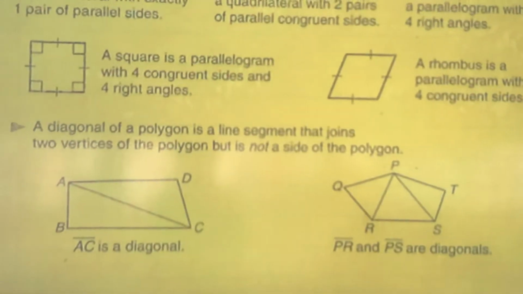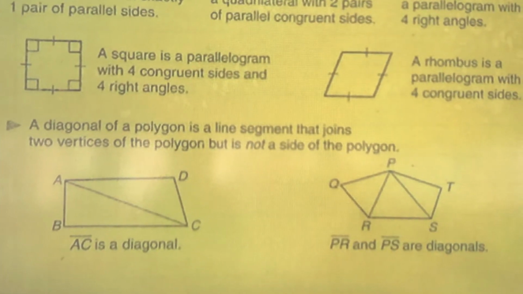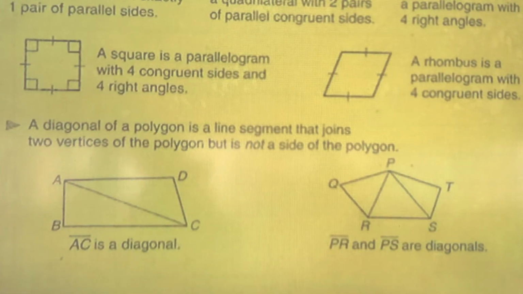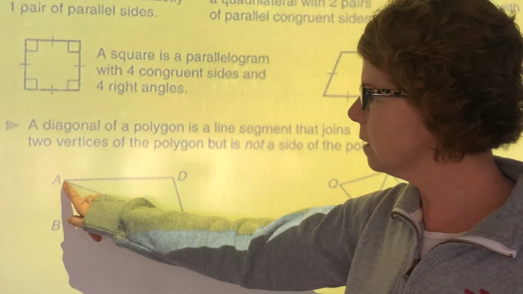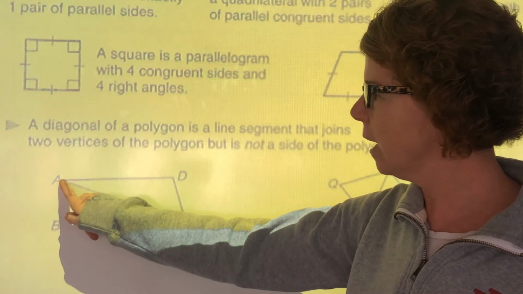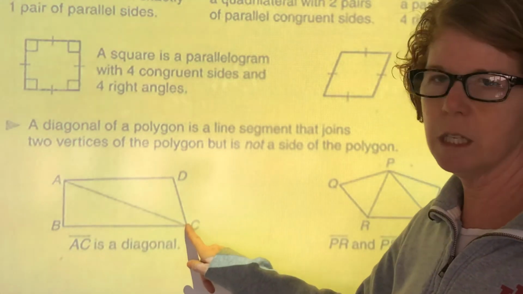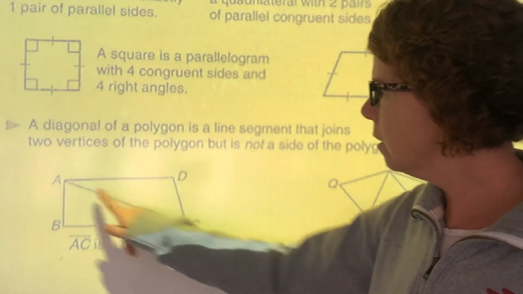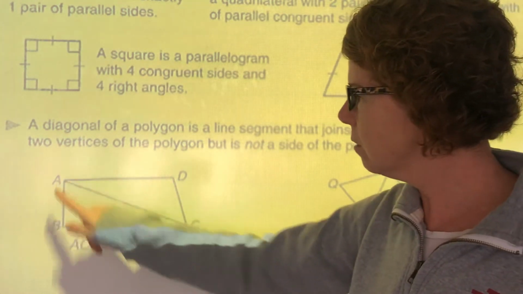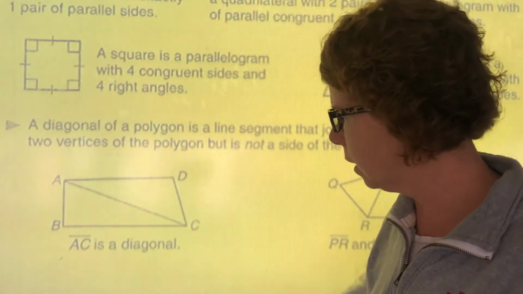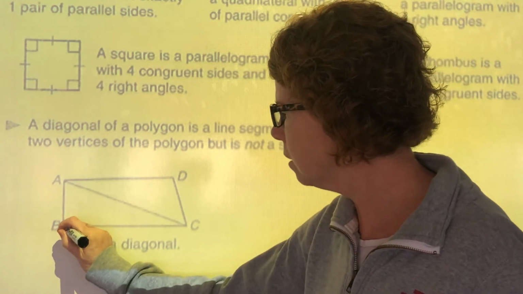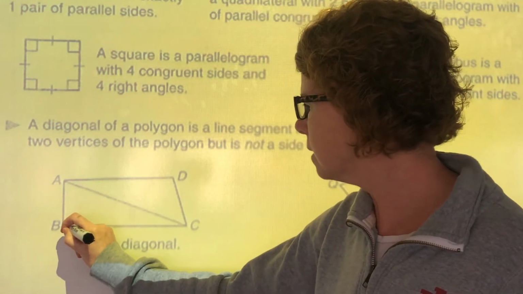Now, if you take a look at just the bottom 2 here, they're talking about the diagonal of a polygon. The diagonal of a polygon is a line segment that joins 2 vertices of the polygon but is not a side. So here, this is a diagonal because it's connecting vertex A to vertex C, and that is not a side. This couldn't work because this is a side. We could also have one right here, connecting the vertex at D to the vertex at B.